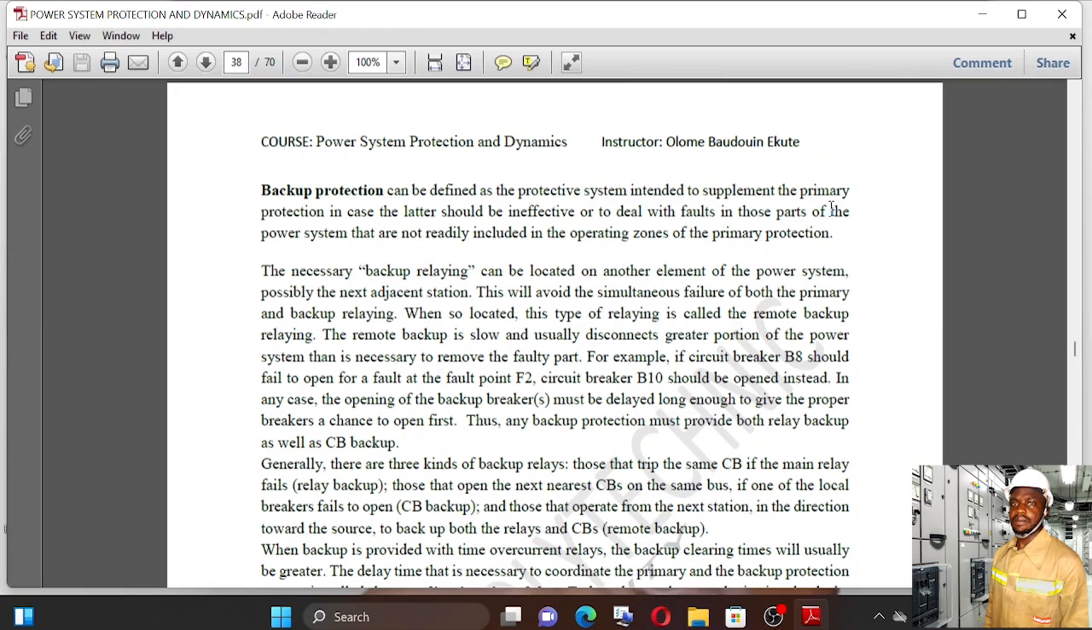Then we have what we call primary protection and backup protection. Primary protection is simply the protection in the sense that the circuit breakers within the zone of protection react in case there is a fault within that zone. For backup protection, if the primary protection fails, the backup protection takes over, and the backup protection is not necessarily within the primary zone of protection, right? That's what we call backup.